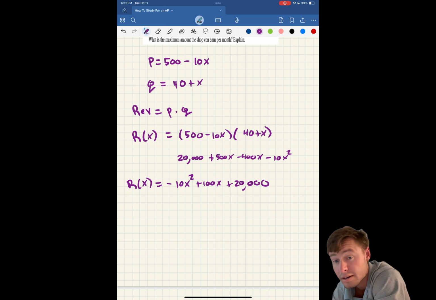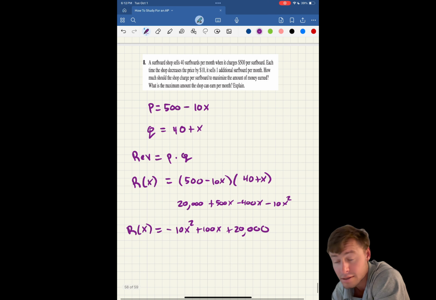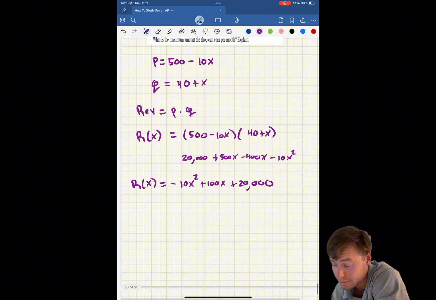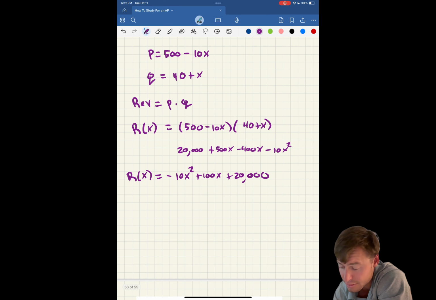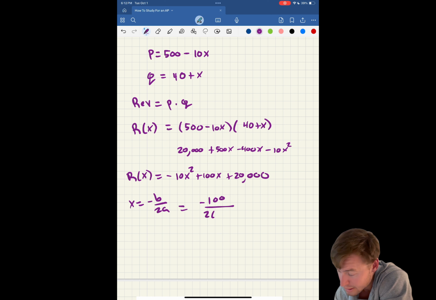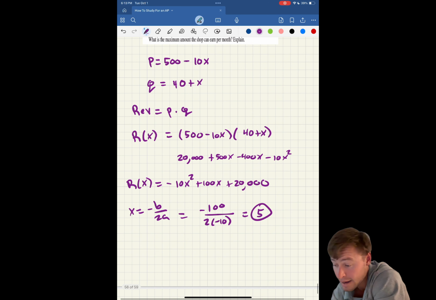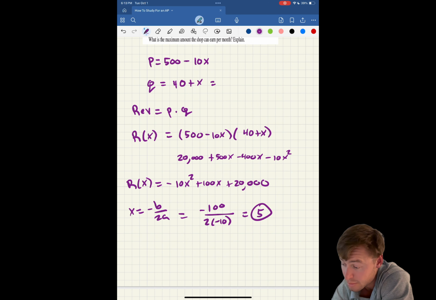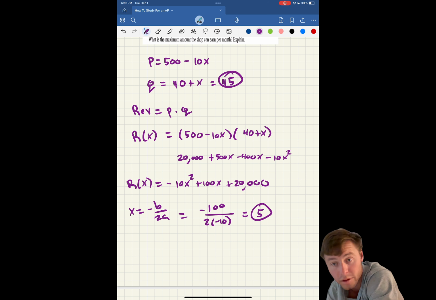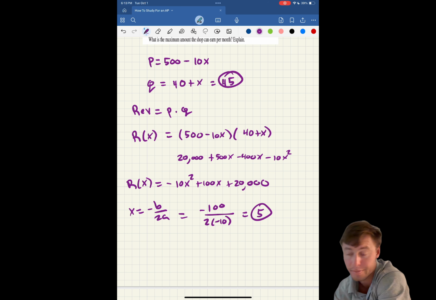And so if we just figure out what the x value of the vertex is, that'll tell us how many surfboards the company should sell in order to maximize its revenue. Okay, and to find the x value of the vertex, you just use the equation negative b over 2a, which in this case would be negative 100 over 2 times negative 10, which is simply 5. So if x equals 5, then the number of surfboards that they should sell per month is 40 plus x, which is 45.